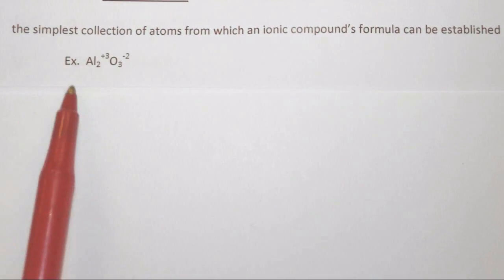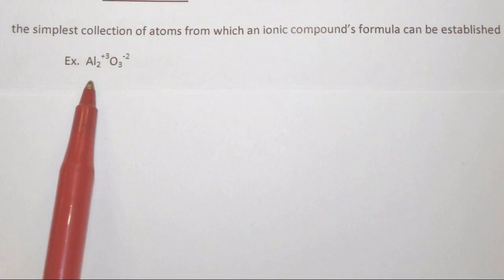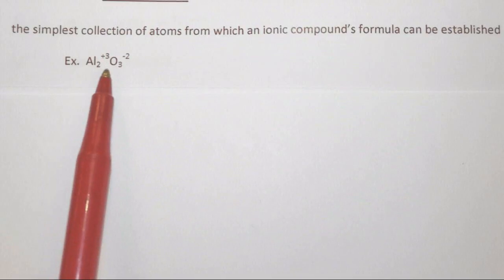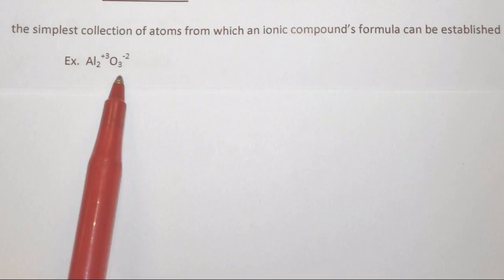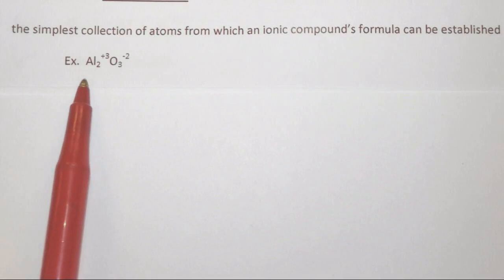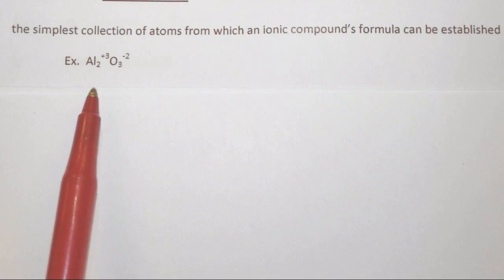And so we have the aluminum cation that has a +3 charge, and we have two of them. And we have an oxygen anion with a -2 charge, and we have three of those. So that means to make up this ionic compound, we need to have at least 2 aluminums and 3 oxygens. That's the ratio of these ions within the crystal lattice.